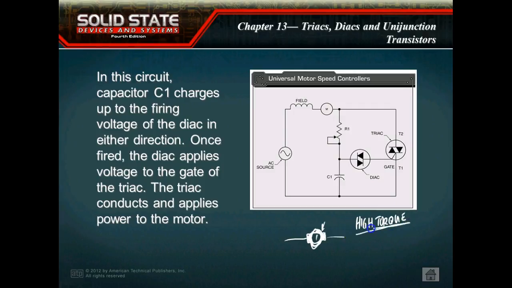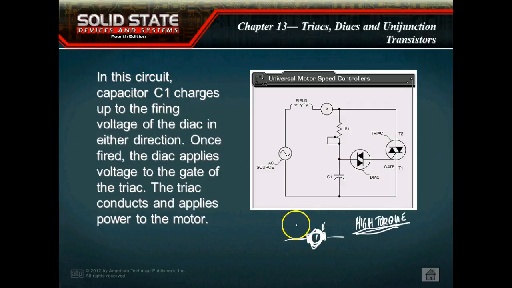These guys have very poor speed regulation, but they have extremely high torque. So this is when you've got your drill, and it runs real fast until you put it into something. What does it do? It slows down. But when it slows down, it creates more torque. So it actually gets stronger the slower it runs.